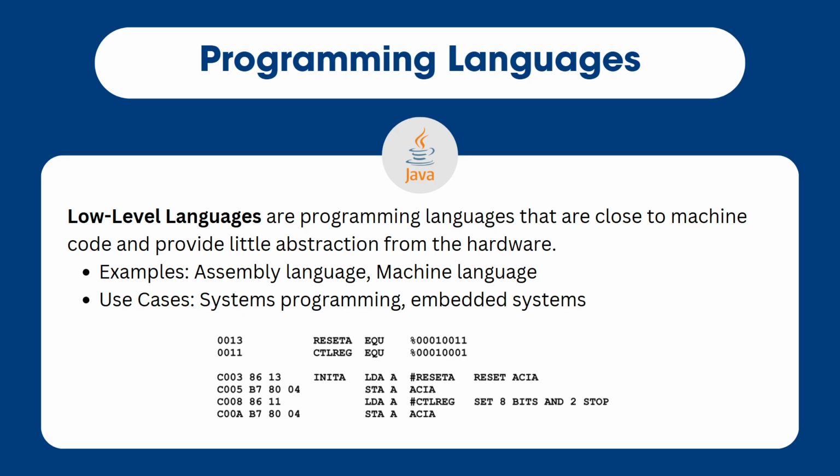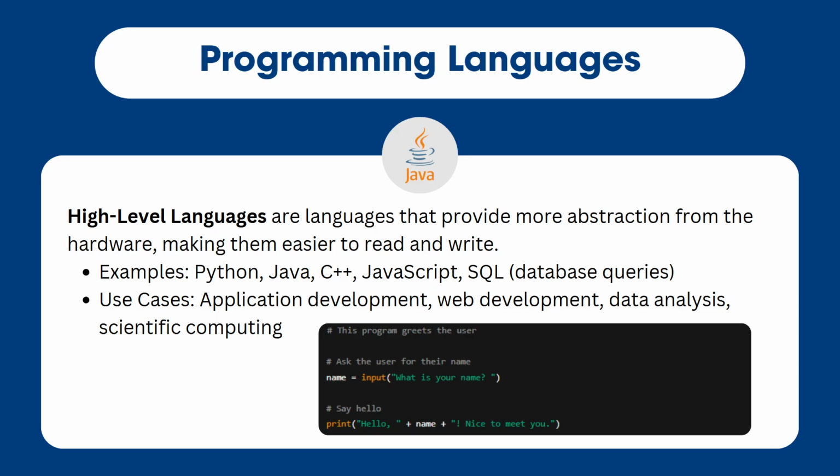But yeah, coding is not this nonsense, kind of hieroglyphics. It's actually a little bit closer to human language than you think. So high level languages are languages that provide more abstraction from the hardware. So that means they're closer to the human language. Some examples of these languages include Python, Java, C++, JavaScript, SQL, which is a specialized language for databases. So you use these languages to build apps, websites, for data analysis, scientific computing.